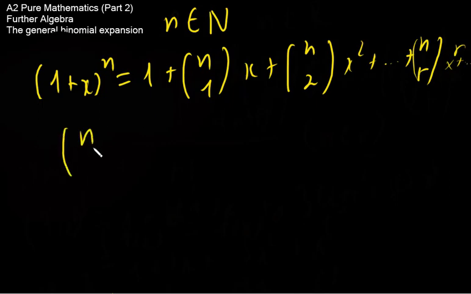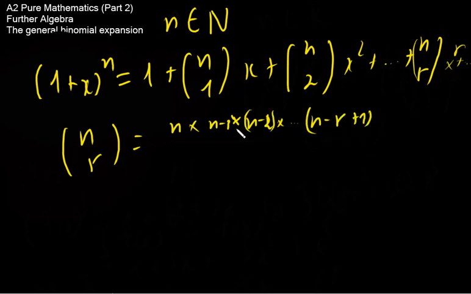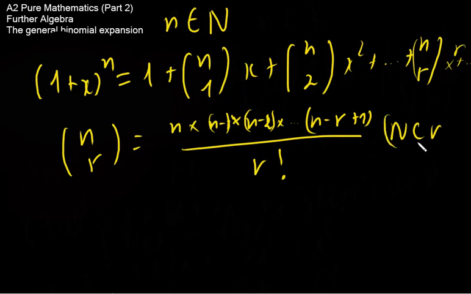in which nCr is equal to n times (n - 1) times (n - 2) times etc. times (n - r + 1) over r factorial. So that's the idea of n choose r. This is also equal to nCr, which is what you usually use on your calculator.